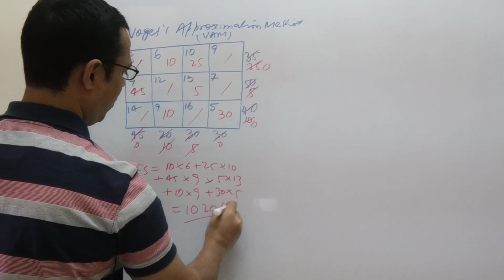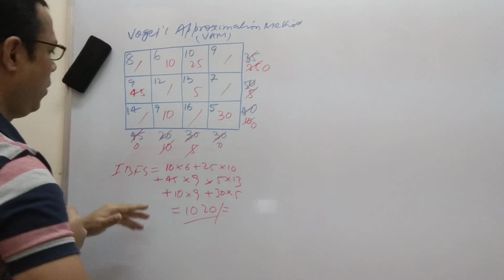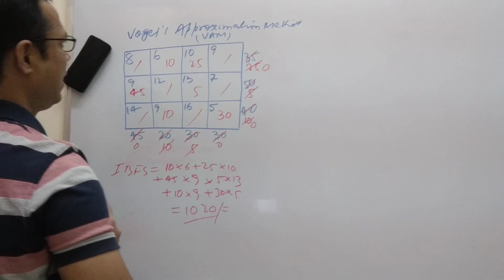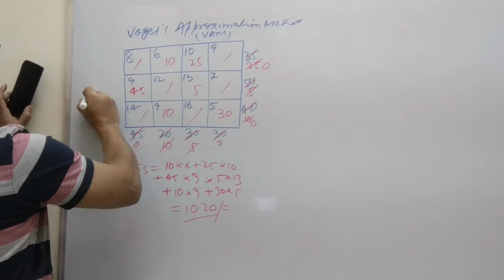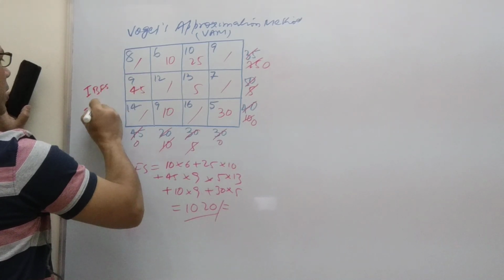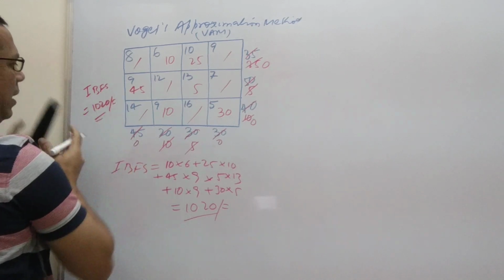I already solved this problem, so I remember the result. So 1020. If you want to confirm, just go for the calculation. This is just multiplication and addition, nothing else. This is 1020. So the initial basic feasible solution by applying Vogel's approximation method is 1020. This is the result now.